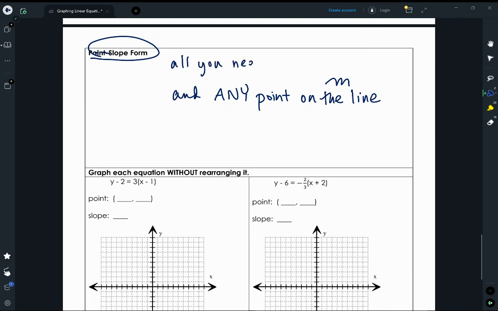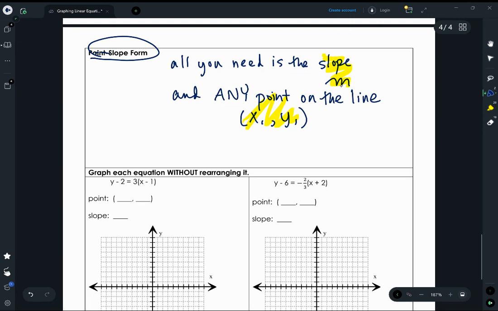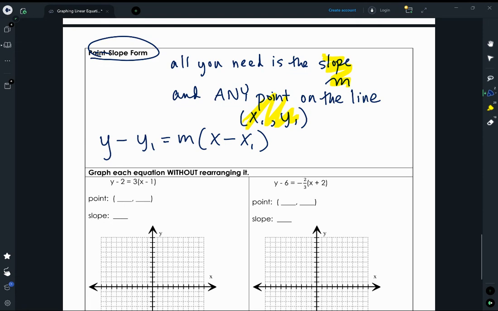You need is the slope. So like m is our slope, right? And any point on the line. And the point on the line we're going to call x1, comma y1, which should look familiar from talking about the slope formula. And then if you have that slope, you have that point x1, comma y1, you have that ordered pair, then the equation for the line is y minus y1 equals m, parentheses, x minus x1. So the slope is being multiplied by this quantity x minus x1.